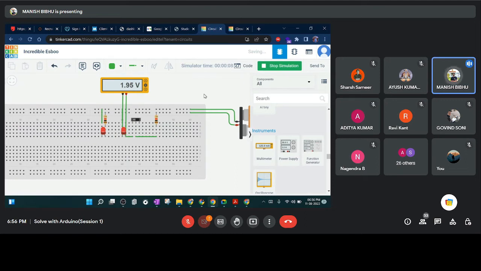So we can calculate the resistance of the LED with the help of this value. We have measured the current through it and the voltage across it. As we know, V equals I R is Ohm's law, so from that formula we can calculate the resistance of that LED.